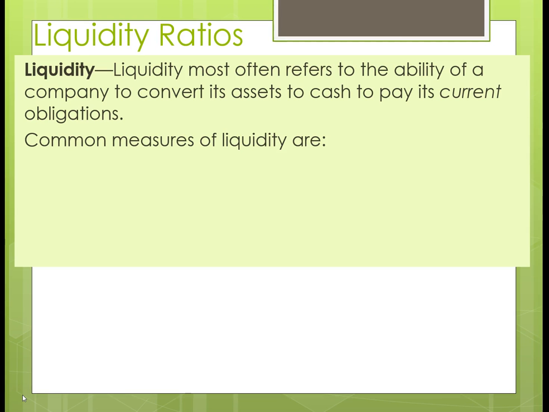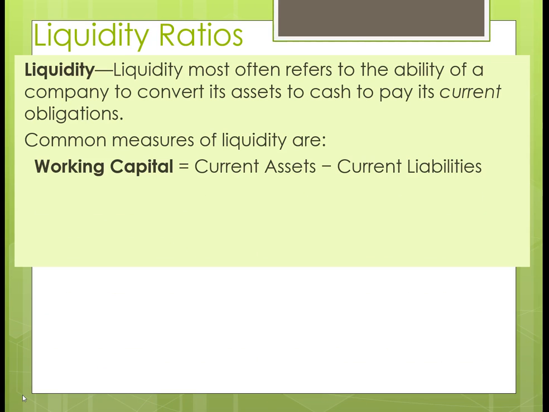Now, liquidity. Liquidity most often refers to the ability of a company to convert its assets to cash to pay its current obligations. The first one we talk about is working capital. And all we do here, this is not a ratio, we just take our total current assets and subtract our current liabilities to see how much we have left over to cover our long-term obligations.